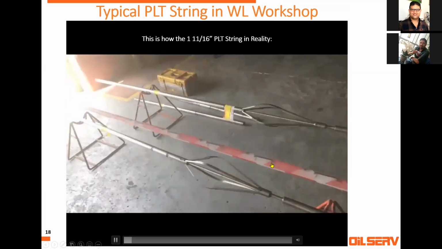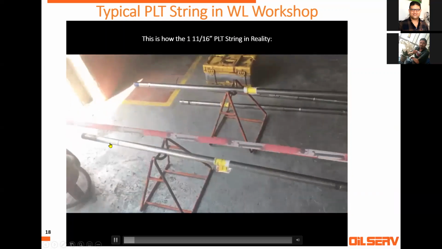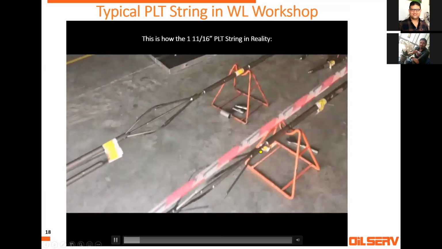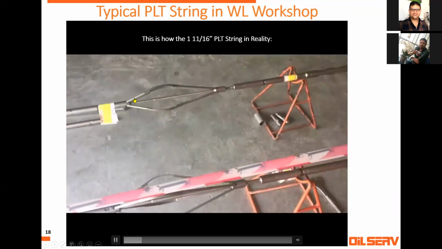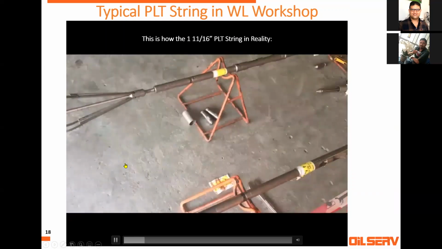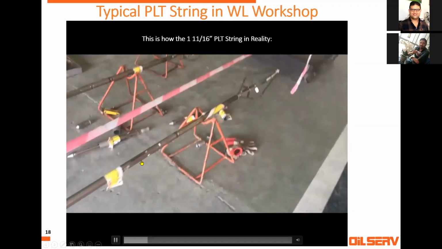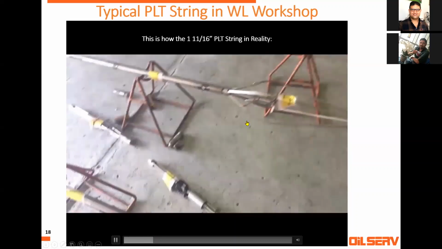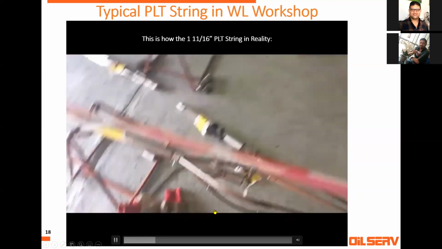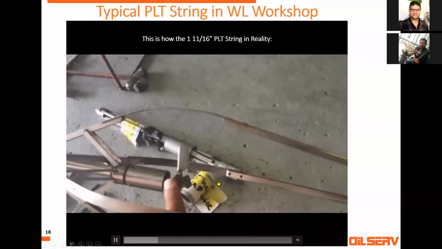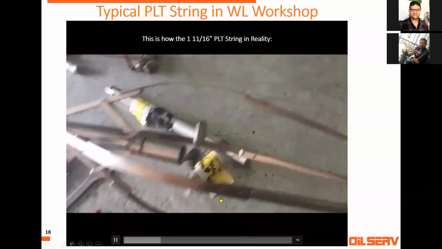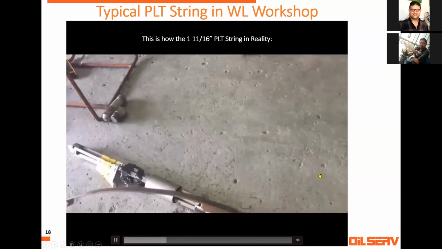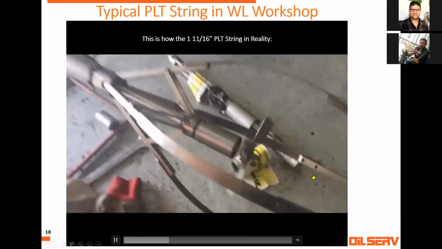Okay. So this is the PLT string. What I was talking about is all explained here. This is the centralizers. This is the full bore spinner. You can see this is the full bore spinner type, and how its fan can rotate easily. It's a very short video, about one or two minutes.